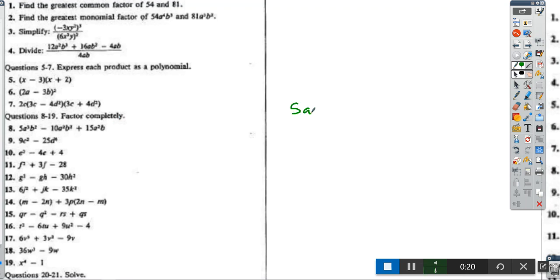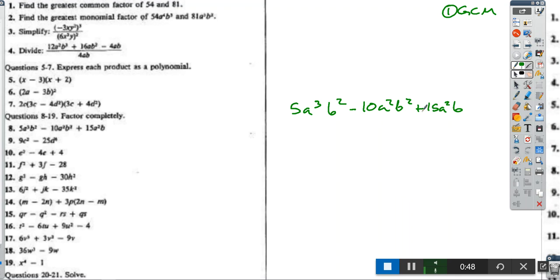So we have 5a to the third b squared minus 10a squared b squared, and then plus 15a squared b. All right, so the first thing I'm always going to look for is a greatest common monomial. That is always number 1.